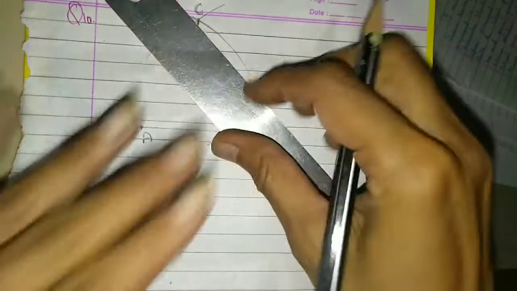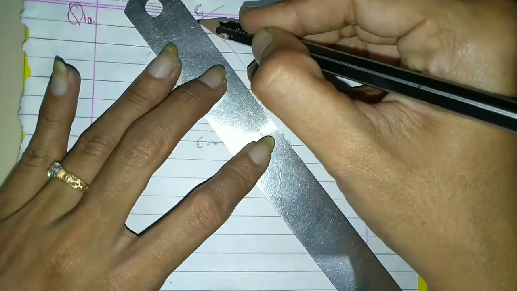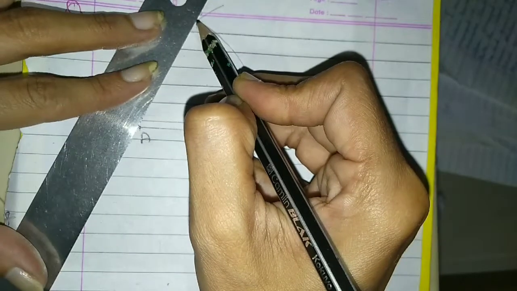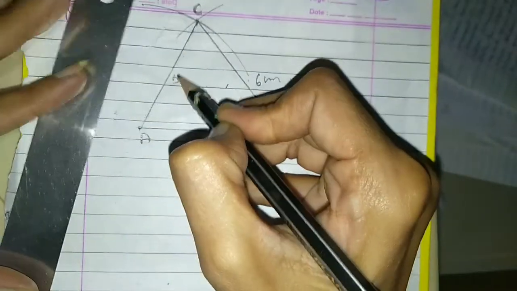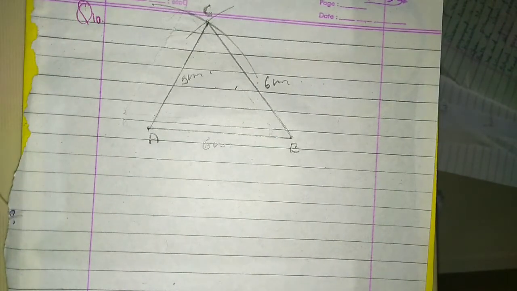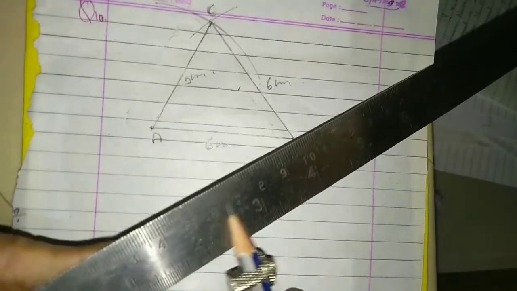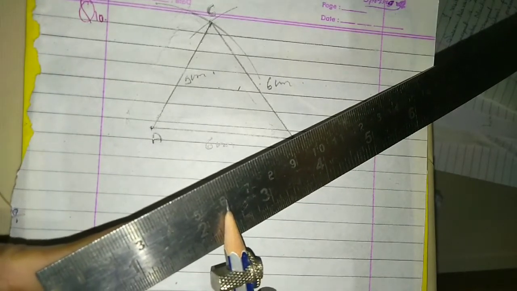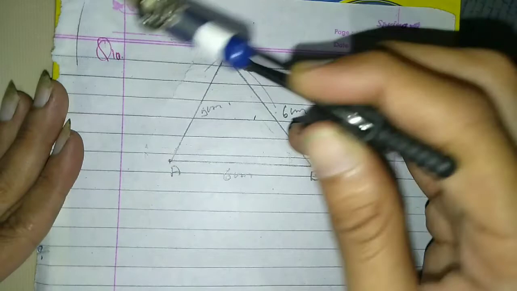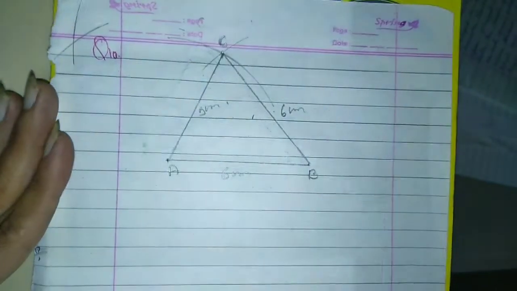Now join with the scale. AB and BC 6 centimeter and AC 5 centimeter. Now what we have to do is again take 6 centimeter on the scale, on the rounder, and draw the arc from C. Here it should be here. Okay, here it is, and from A also 6 centimeter and draw that arc.